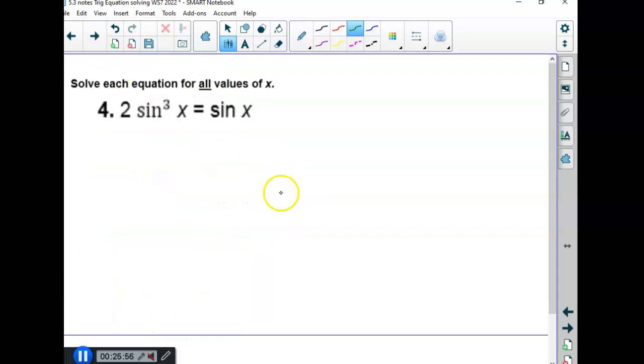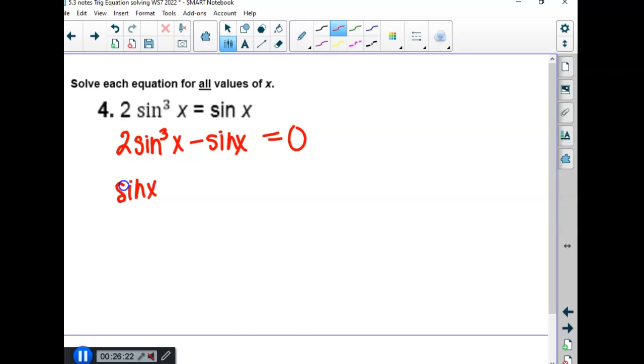All right. What about number 4? This is one where someone is going to be tempted to divide both sides by sine. What did we talk about that? Don't do it, okay? Because you'll lose some of the solutions. So instead, we're going to make it equal to 0. And then what can I take out of both of those? Good, a sine x. I'll have left 2 sine squared x minus 1.